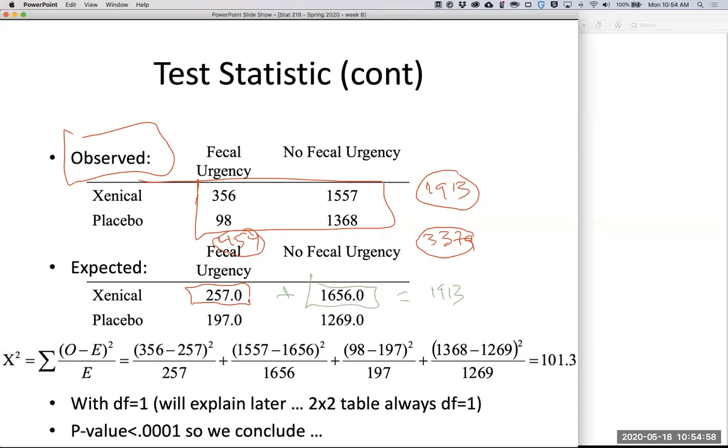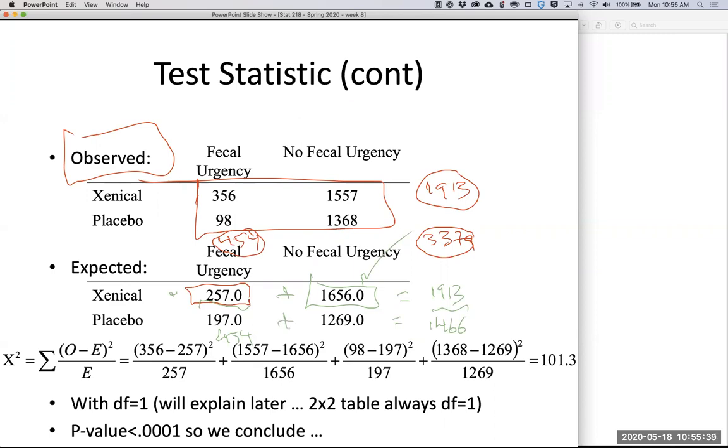Literally, the expected counts must sum in the same way that the observed counts sum up. So of the 1,913 taking Xenical, you expected 257 to have had fecal urgency. The rest were expected to not. Similarly, 454 cases of fecal urgency, you expected 257 of them from the Xenical taking group. You would expect the rest, 197, from the placebo group. So again, via subtraction, 1,466.